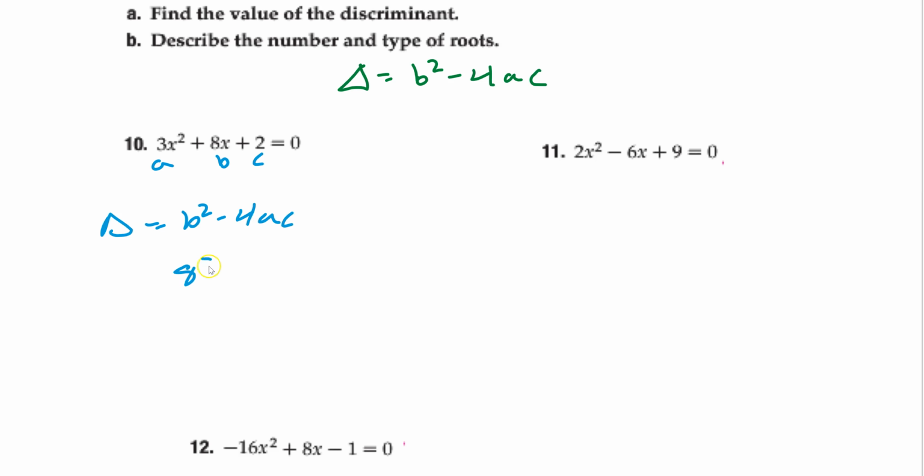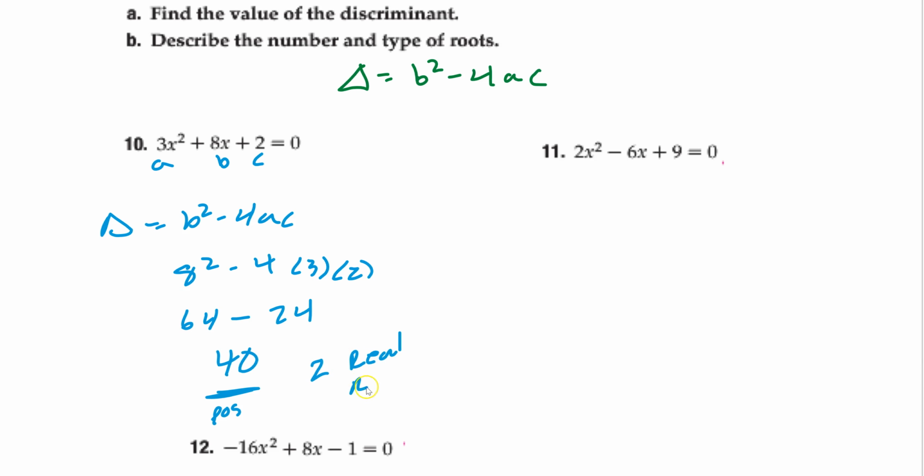If I'm doing a discriminant, I'm going to get 8 squared minus 4 times 3 times 2. This is 64 minus 24. So I get 40. Right, so discriminant's 40. What does that mean? It's positive. That's all I care about. It's positive, so I have 2 real roots. That's all that matters. It's a positive value. So let's do the next one.